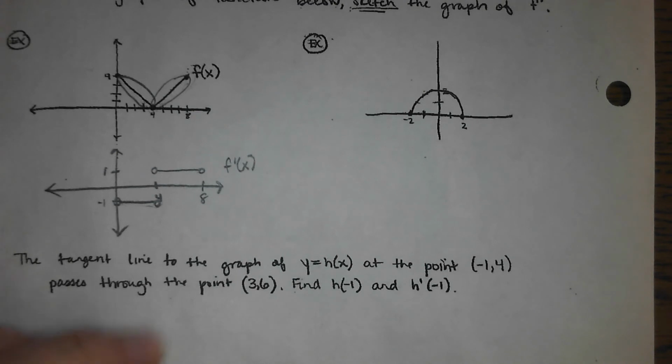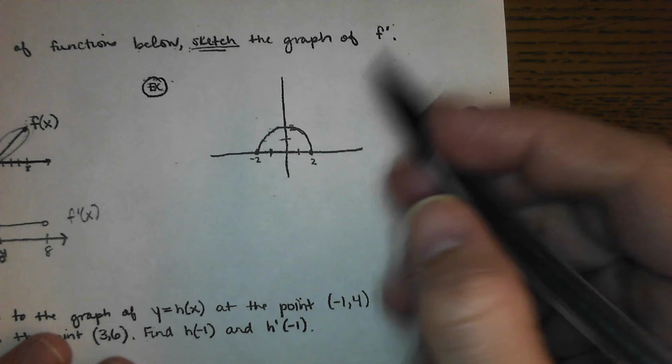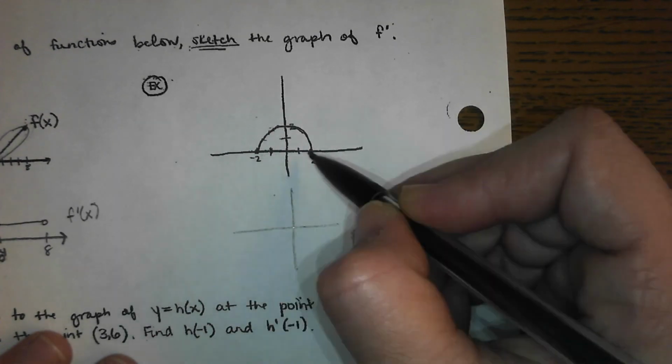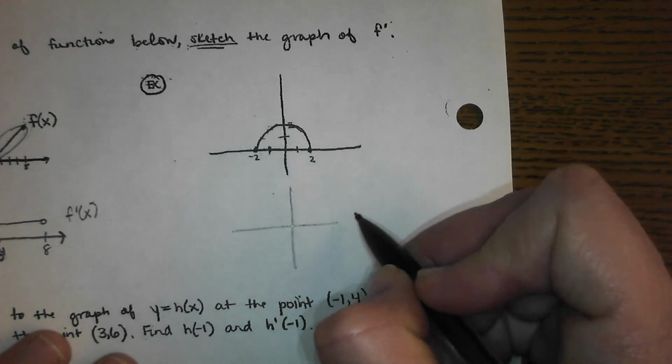Good? Okay? This one is more of a smooth transition. At -2 and +2, the derivative does not exist. So we will use open circles.